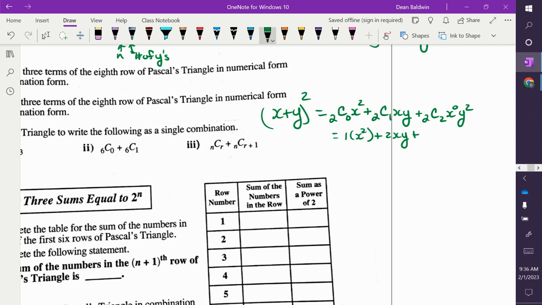Did we get it? 2 choose 2. It should be 1. Are we good? Okay.